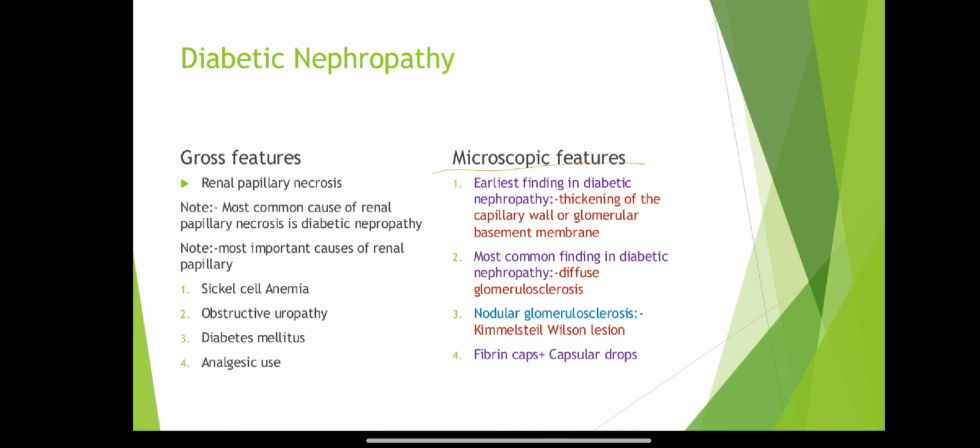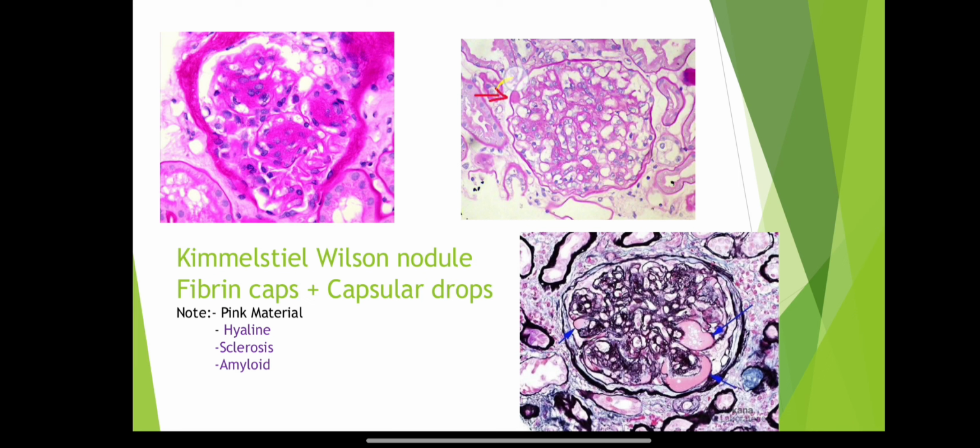Now after nodular glomerulosclerosis, there are the fibrin cap and the capsular drop. Here you can see the pinkish deposition, drop-like pinkish deposition. This is known as the capsular drop.